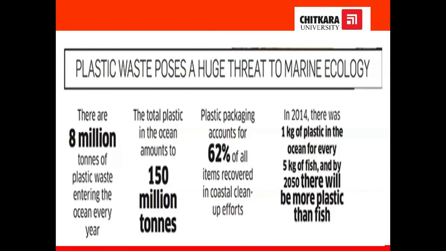Because the total plastic in the oceans is around 150 million tons. Plastic packaging accounts for 62%. Everything is coming in plastic packaging, so the ultimate reservoir is the ocean. In 2014, there was 1 kg of plastic in the ocean for every 5 kg of fish. If the fish weight is 5 kg, then around 1 kg of plastic material was there, especially microplastics, because they are tiny in size, so they can be inhaled easily.